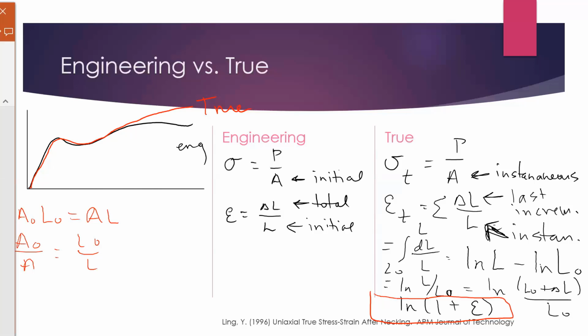Oops, I think I made those backwards, didn't I? L over L naught, right? Okay. All right, and L over L naught is the same as initial length plus delta length, right? L is just the length at any time. So it's what you started with plus what you've added. So this also is equal to 1 plus strain.